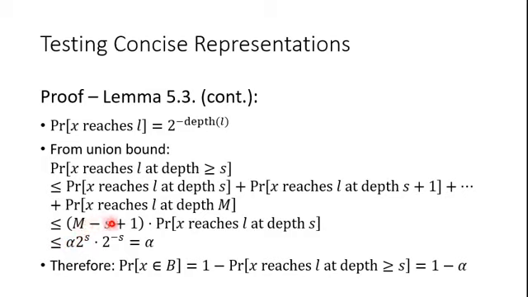Okay, this cannot be more than the number of leaves that we have. And of course, the probability that x reaches L at depth s is 2 to the minus s, as we saw here. In total, we get that this is alpha. So this probability is less than or equal to alpha. And therefore, the probability of x being in B equals 1 minus the probability that x reaches L at depth at least s. Okay, this is less than s, and this is at least s. And this equals 1 minus alpha.